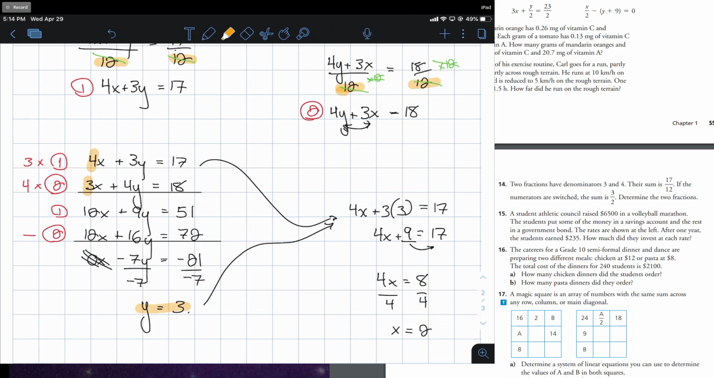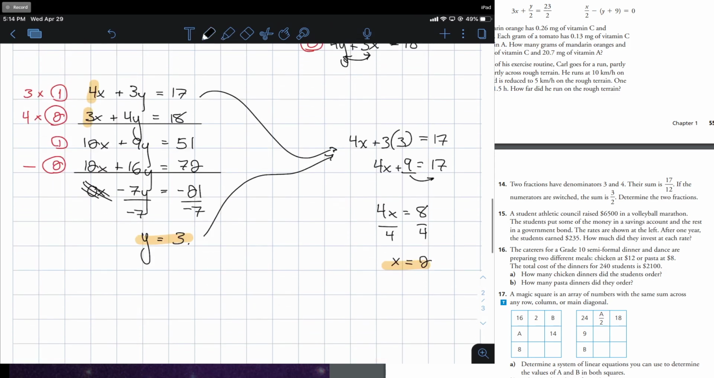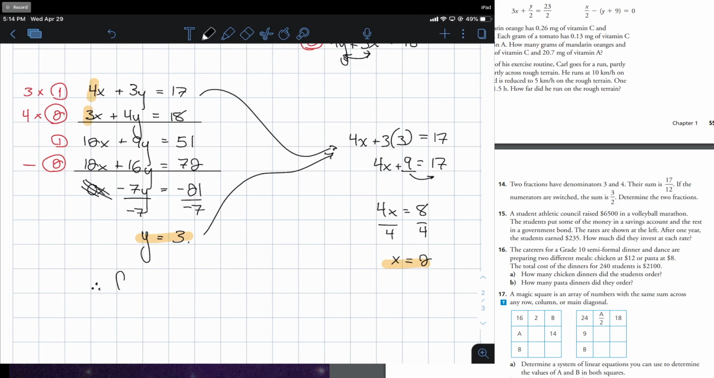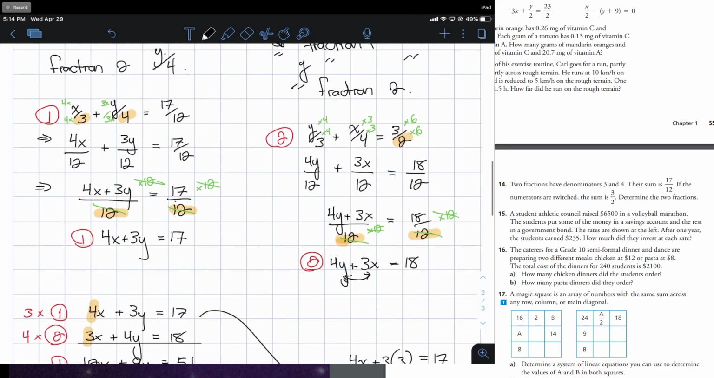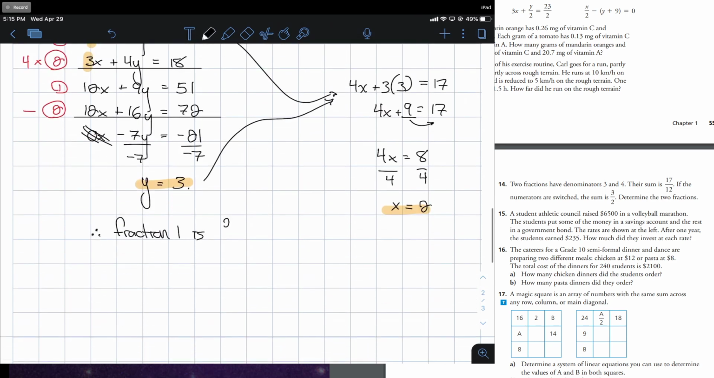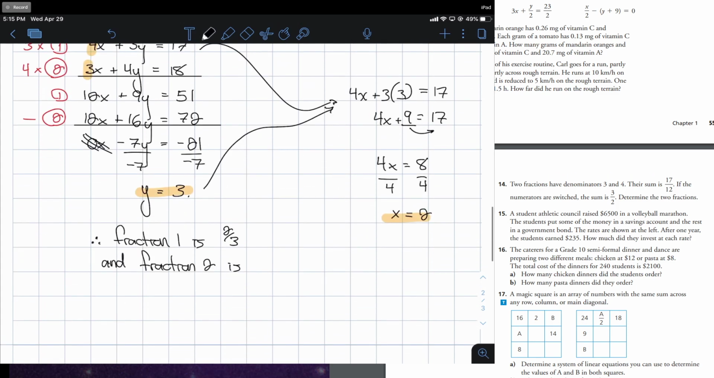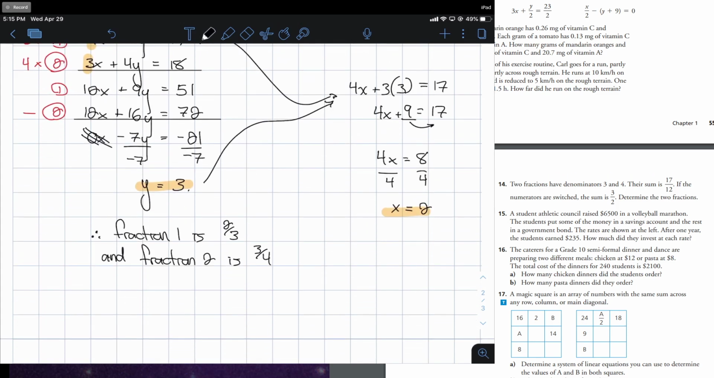And I'm done. So I can conclude, therefore, fraction 1 is 2 over 3, and fraction 2 is 3 over 4. And that's that. That is question 14. So hopefully that was a little bit helpful.